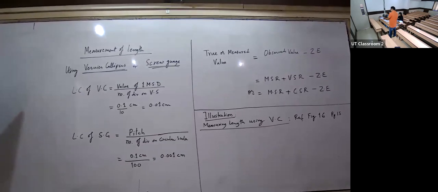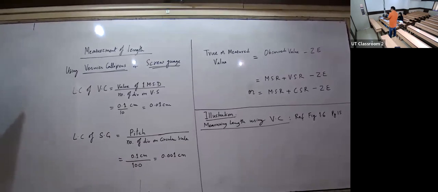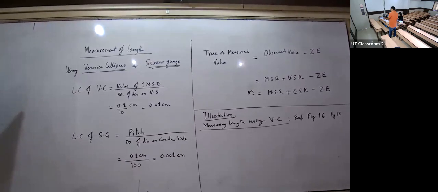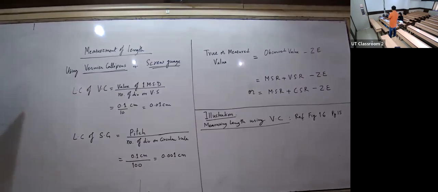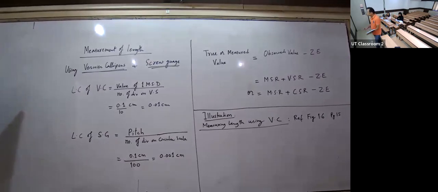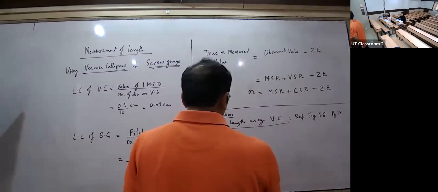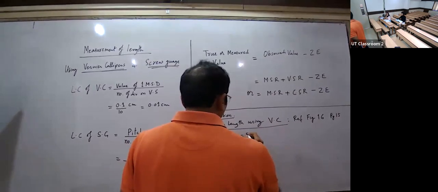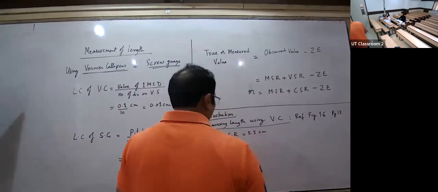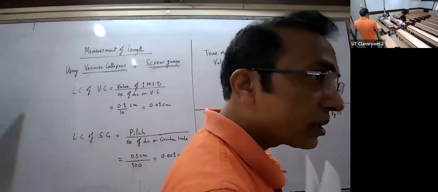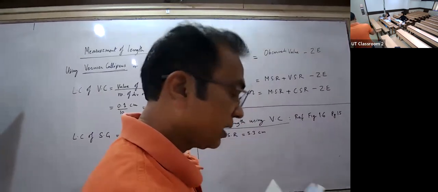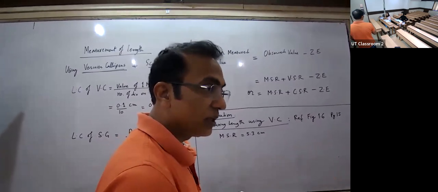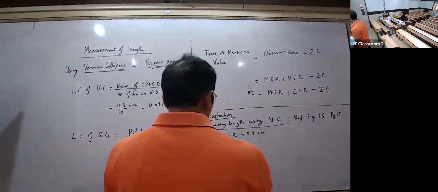So what is the main scale reading? It is the reading just before the zero of the vernier scale. So where is the zero of the vernier scale pointing? It is after 5.2. Main scale reading is 5.3 centimeter. We did this already, right? Then what is the vernier scale reading? Anyway, let's do the vernier scale reading also.